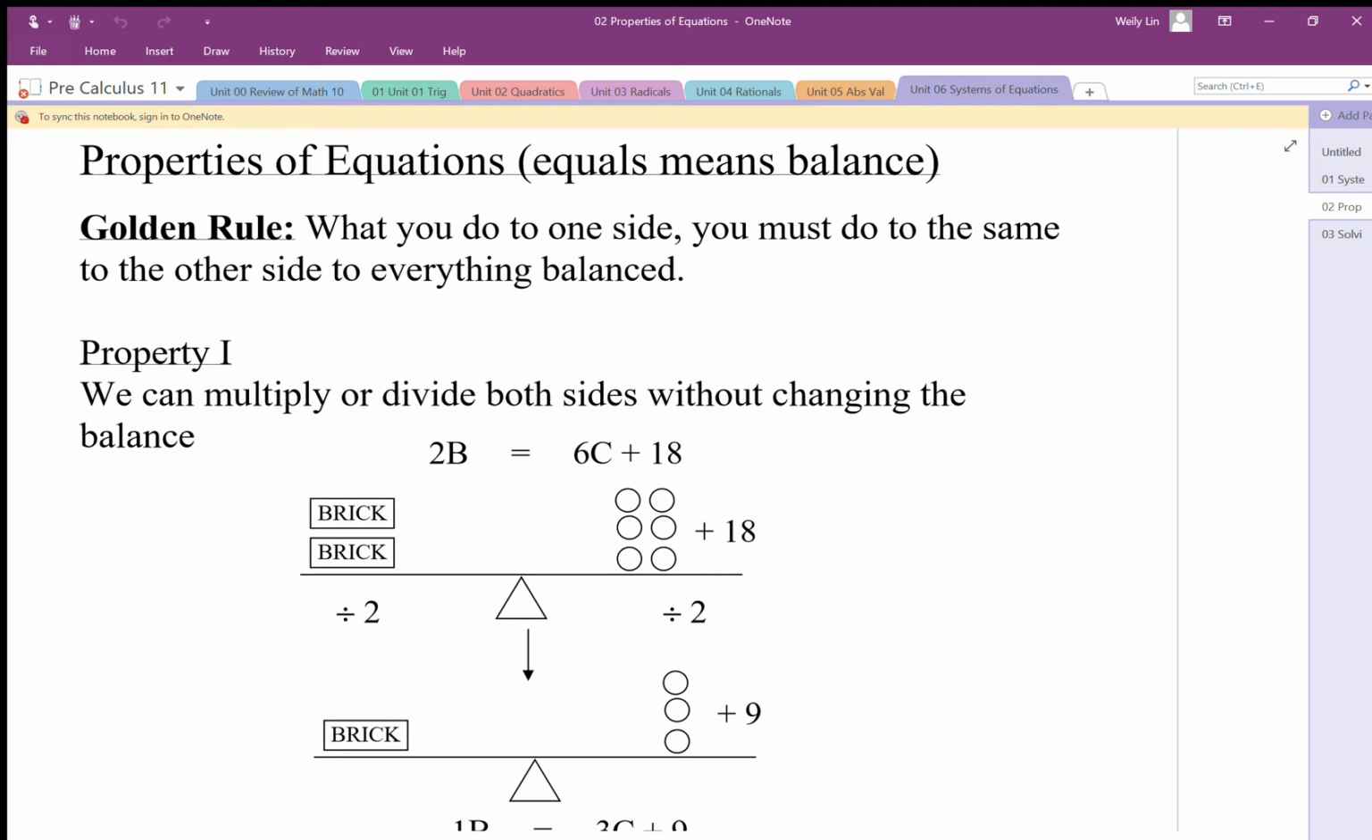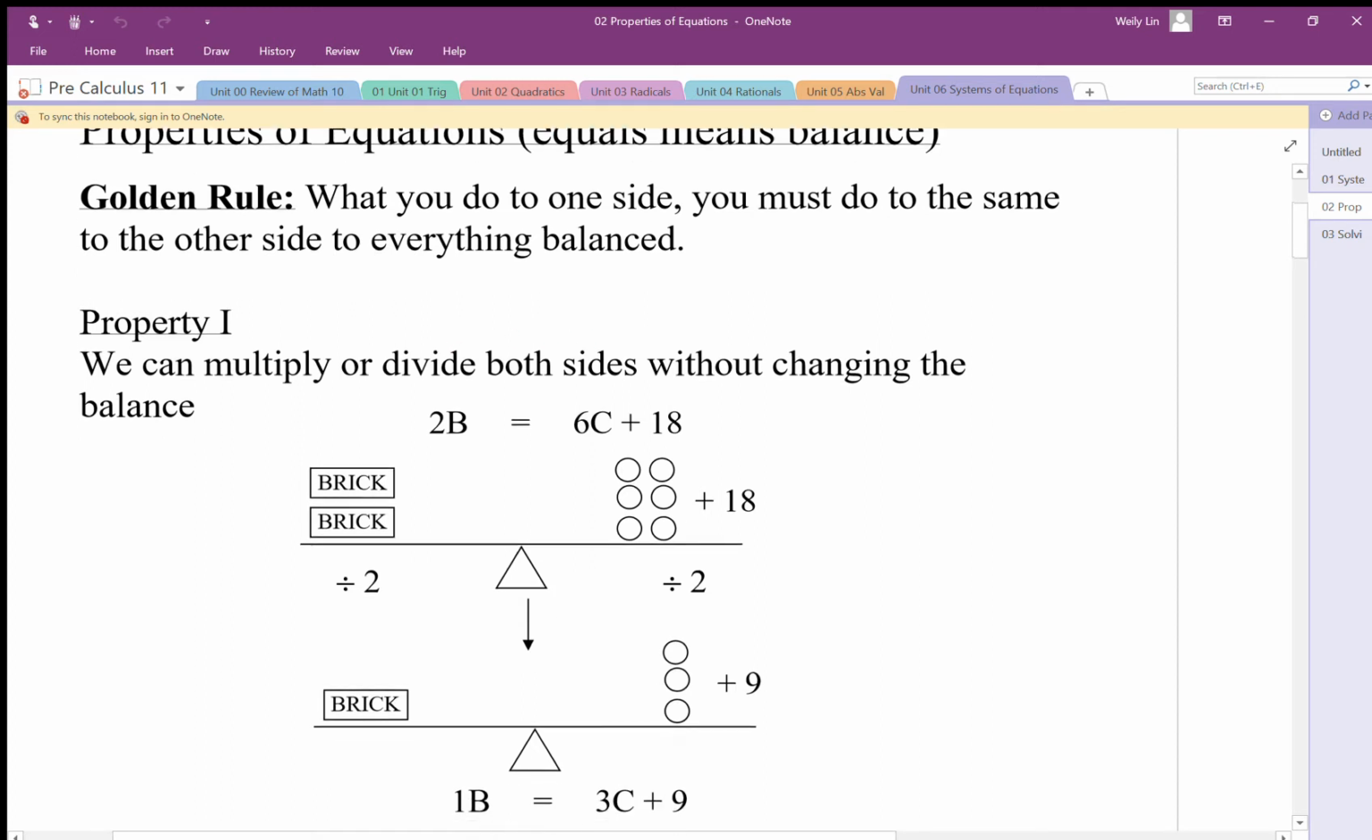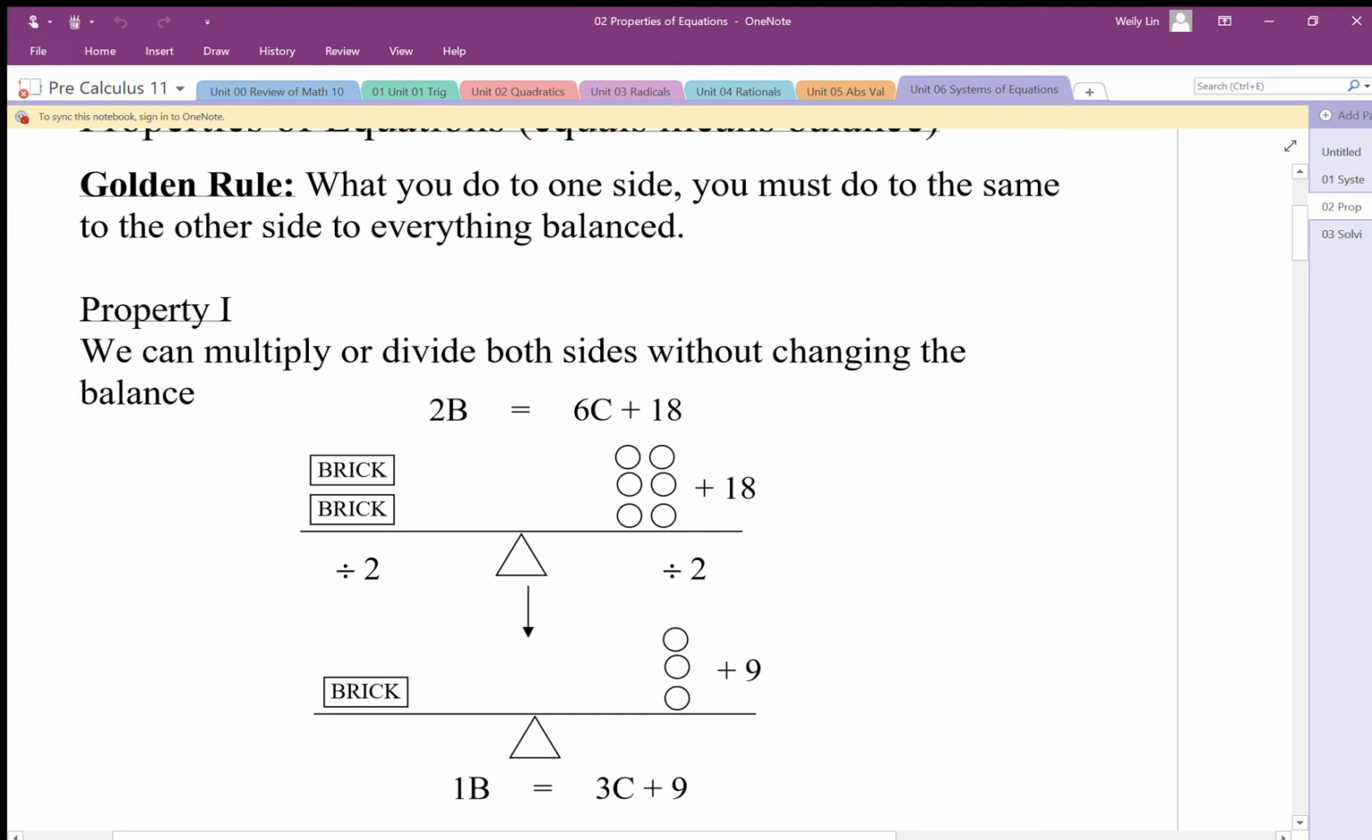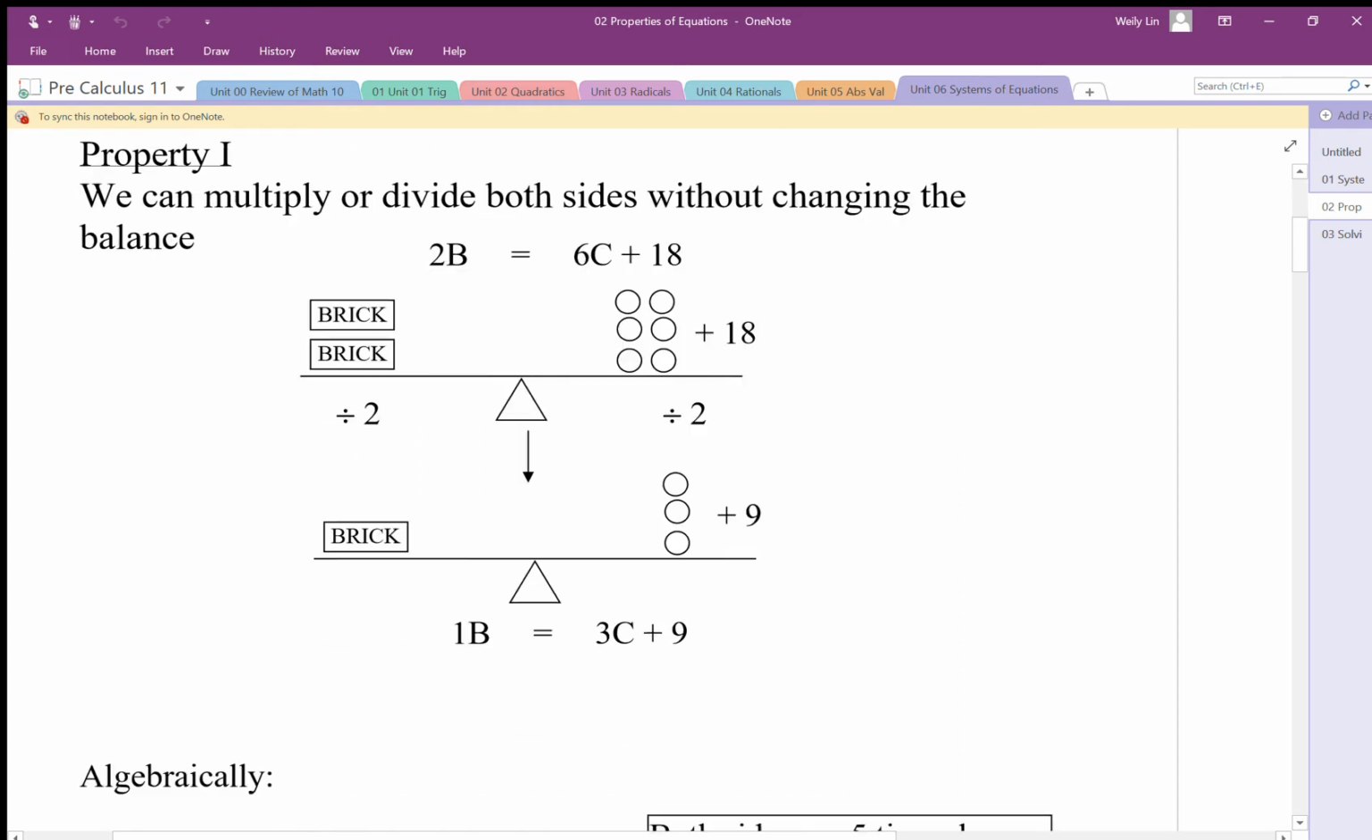The first property that we're going to look at is that we can multiply or divide both sides without changing the balance. So you can double both sides, you can half both sides. If we started with a balance, it will remain balanced. For example, here I have 2b equals 6c plus 18. So I have 2 bricks, 6 circles, and 18 ones. If I take exactly half of this side and half of this side, so I have 1 brick, 3 circles, 9 ones, this is going to remain balanced.